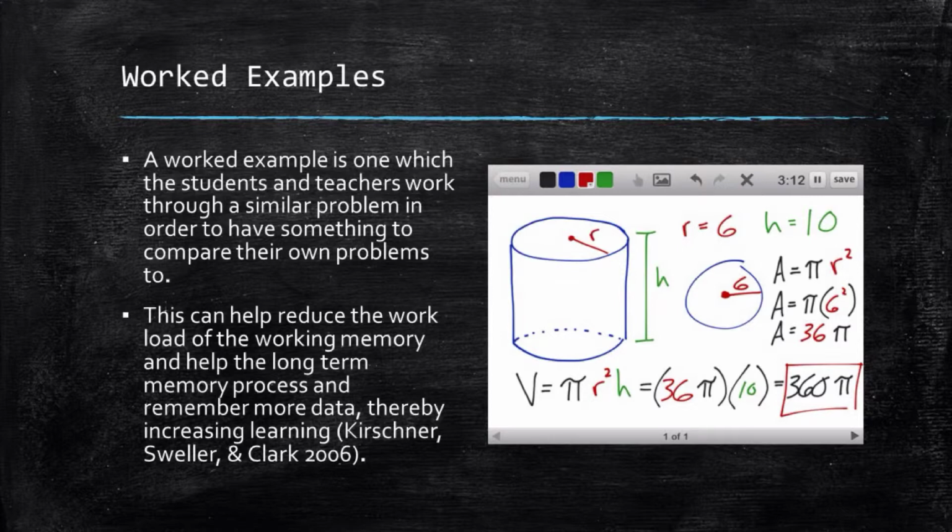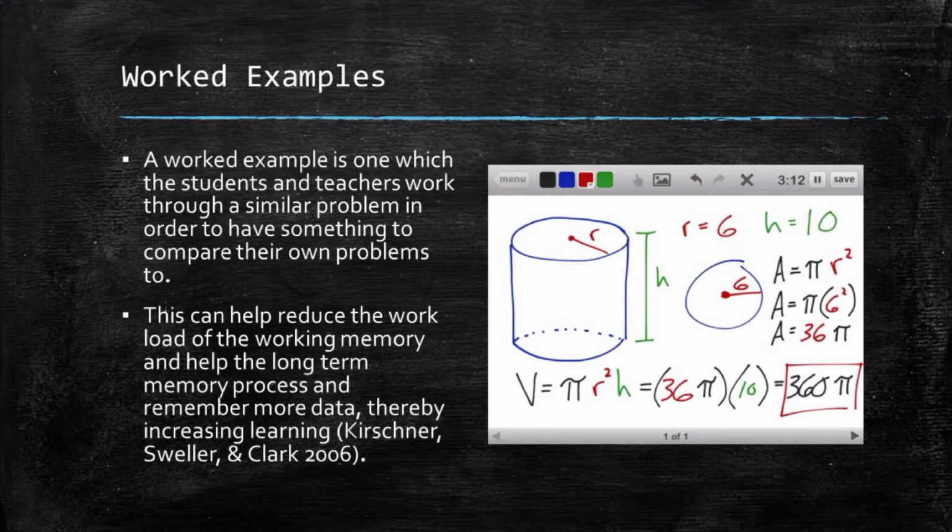If the working memory isn't working on trying to remember what the next step is, but trying to remember how this step works and work through it, then it's a little less taxed and is able to get through the steps quicker so the long-term memory can gain that information.